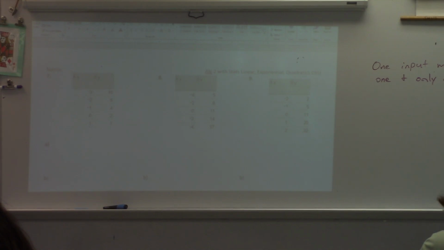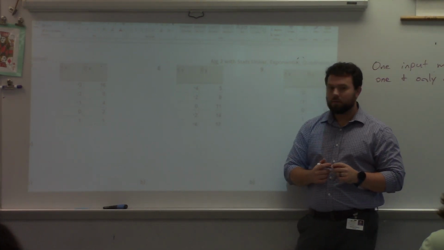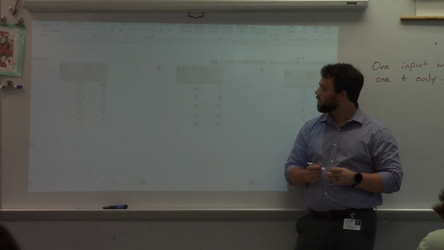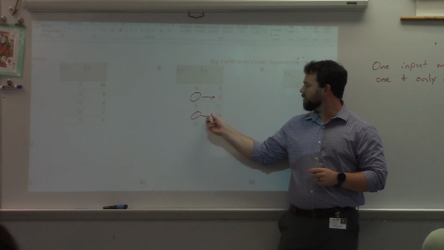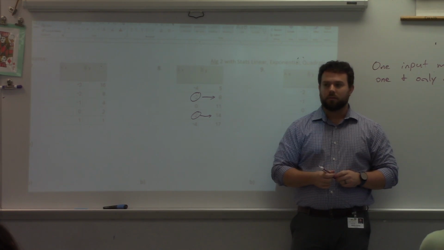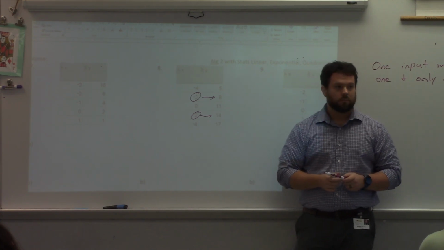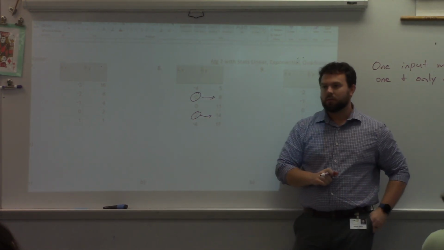Guys, which of those tables does not fit the definition of a function? Number 8? Why not 8? Two outputs for one input. Negative 2 maps to 8 and 14, right? That's not a function at all. Notice negative 4 also maps to 2 outputs.